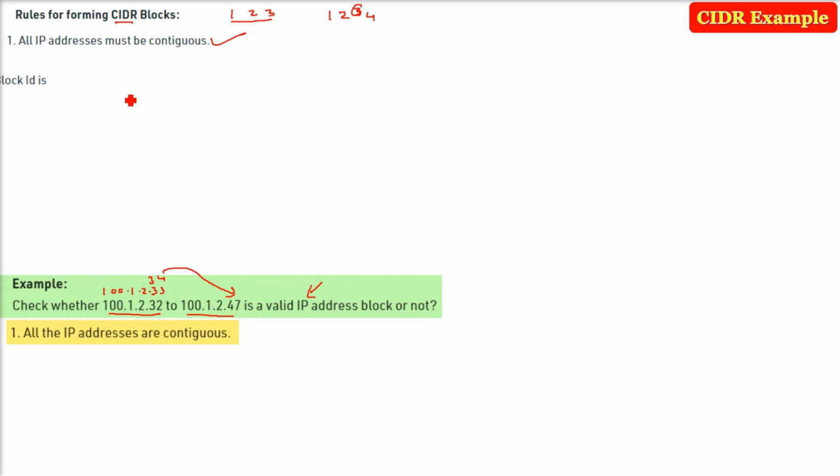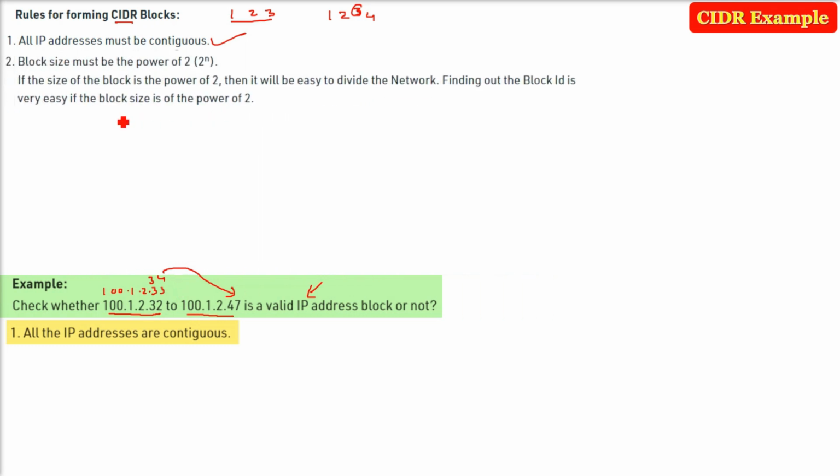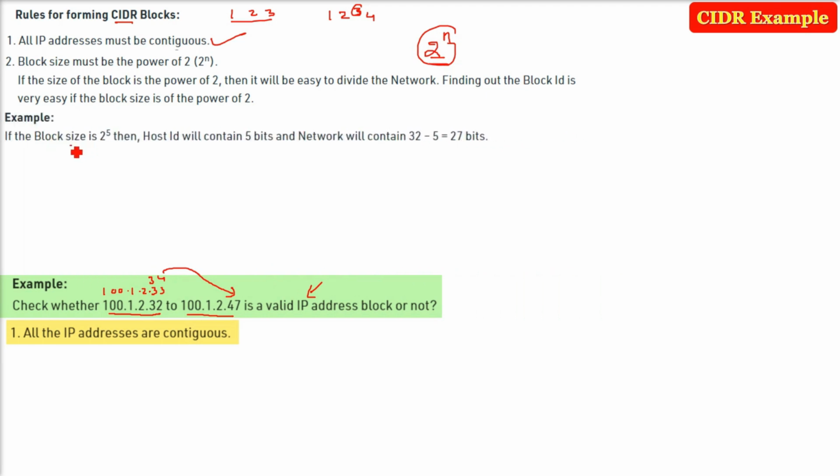Coming to the second rule. The second rule is the block size must be a power of 2. Now you'll ask why? Because if the size of the block is a power of 2, it will be quite easy to divide the network. We are dealing in computer science only with 2 to the power something. So finding out the block ID is quite easy.